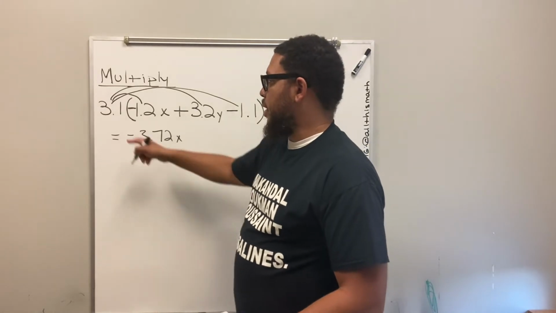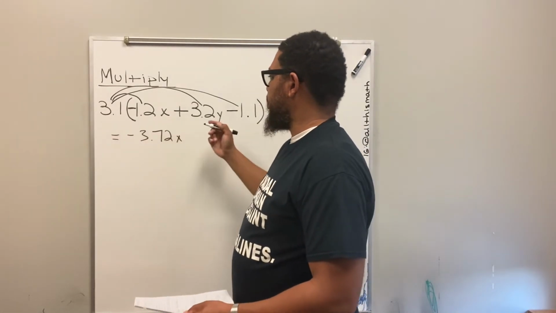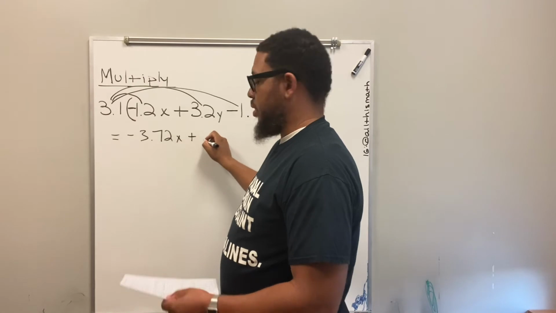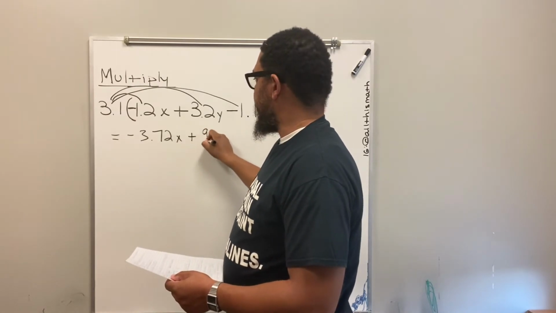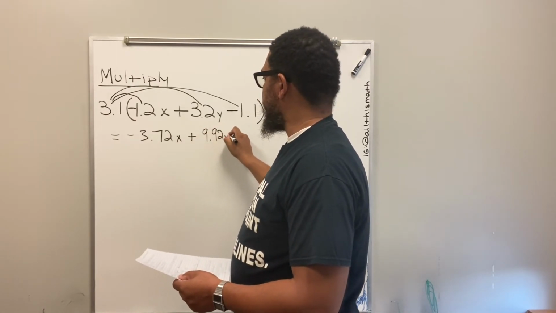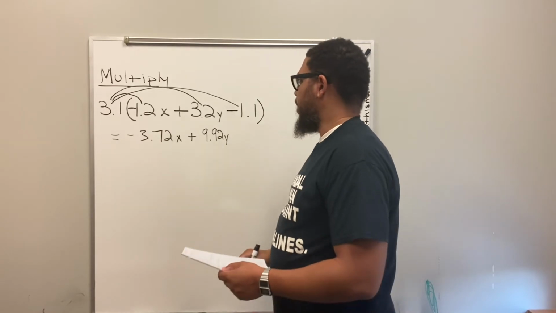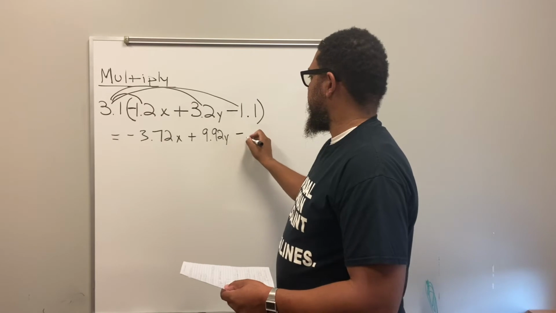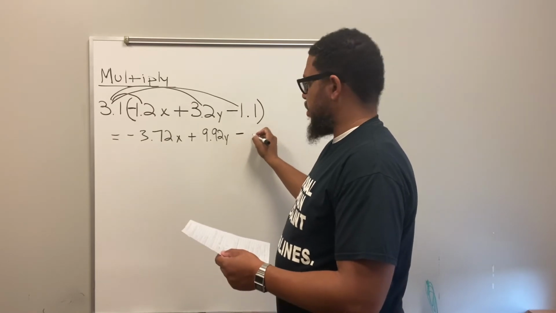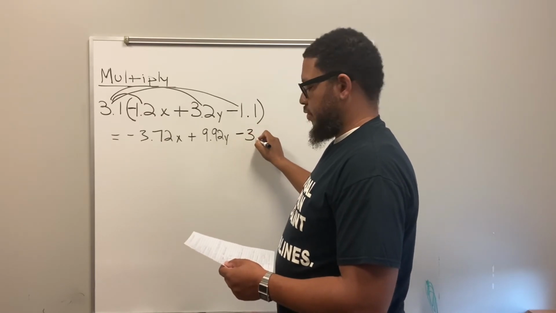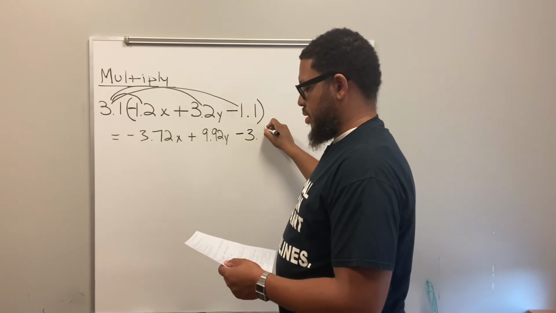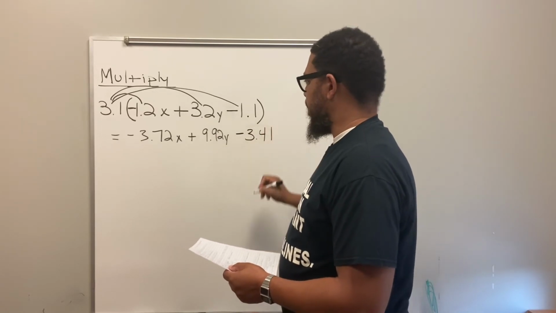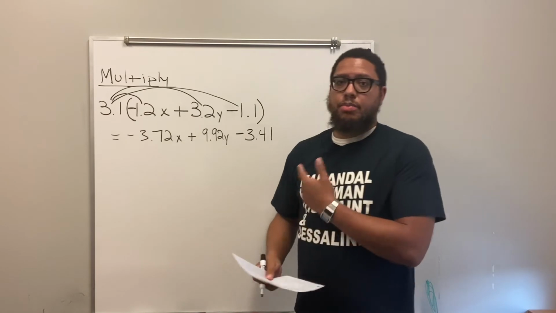Then we're going to multiply the 3.1 by the 3.2. That's going to be 9.92y. And then we're going to do 3.1 times negative 1.1, which is going to yield negative 3.41. And this is going to be our final answer.